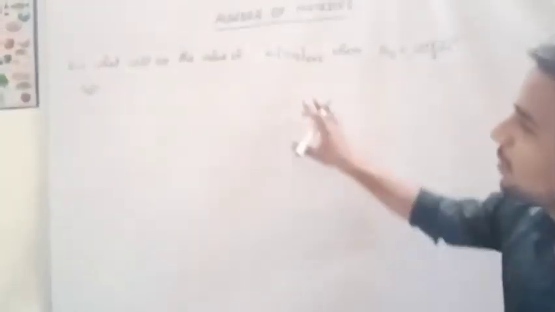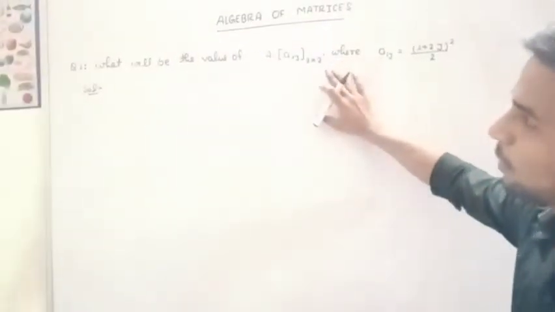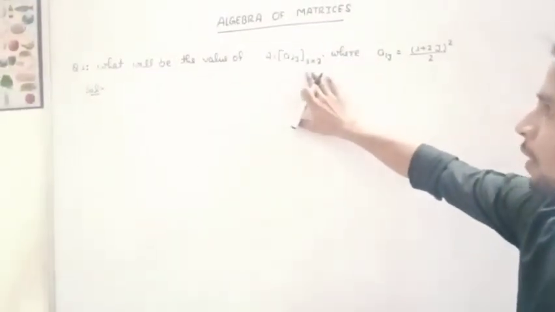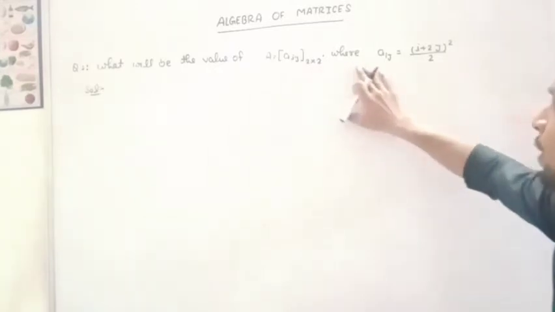Now we will discuss some important questions based on the algebra of matrices. The first one is: what will be the value of Aij 2 cross 2 where Aij is given as (i plus 2j) whole square upon 2?